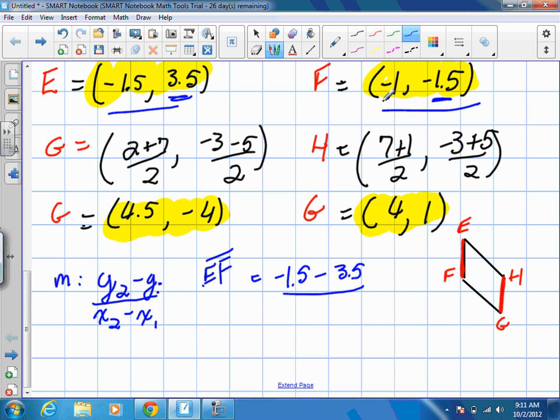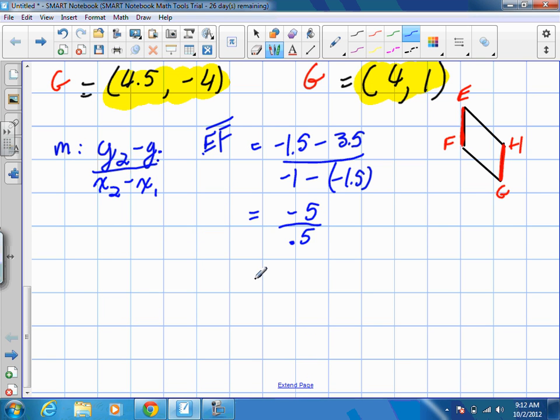Subtract negative 1.5. Remember we're subtracting a negative term, so we still keep that in there. Negative 1.5 minus 3.5, anyone know? Negative 5. And negative 1 subtract negative 1.5 is like adding those two values together, so we're going to have positive 0.5 on the bottom. Now I'm going to divide these. Anyone know what this is going to become? Good. So the slope of EF is negative 10.